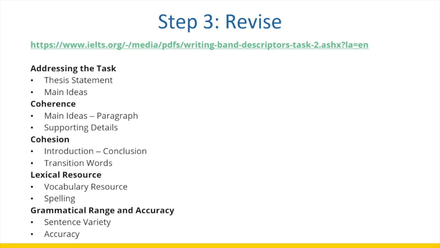And the last point is our grammatical range and accuracy. And sentence variety, that means that you have 4 different types of sentences that we discussed many times earlier. So you have to make sure you include 4 types of sentences, such as simple sentence, compound sentence, complex sentence, and compound-complex sentence. And the last point, it's accuracy.